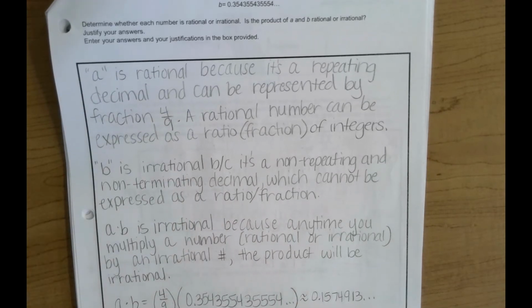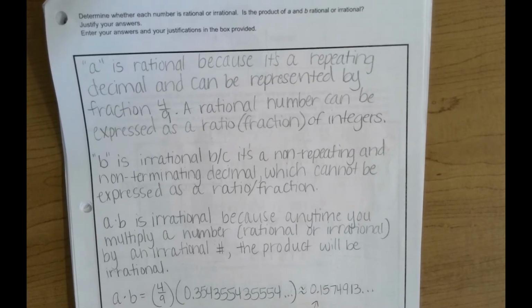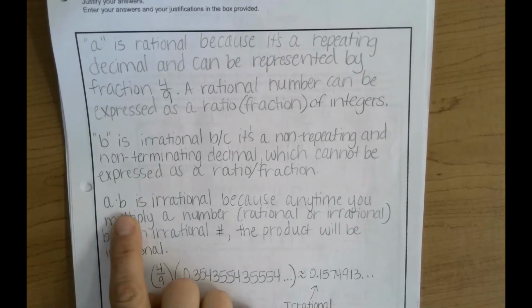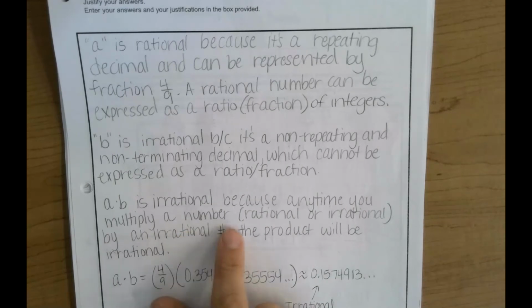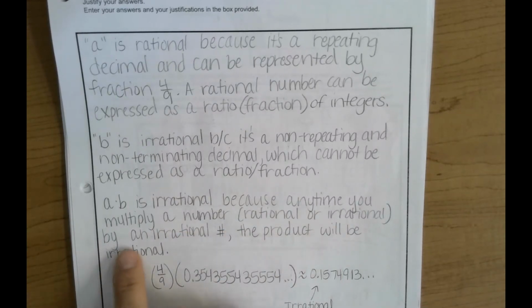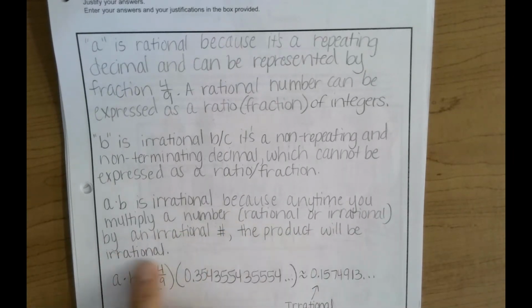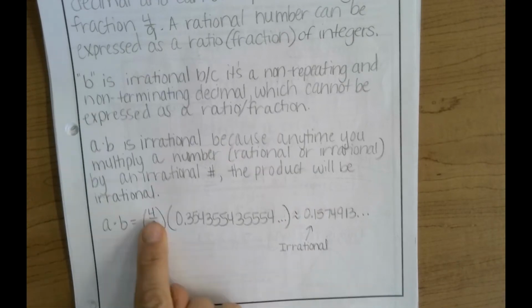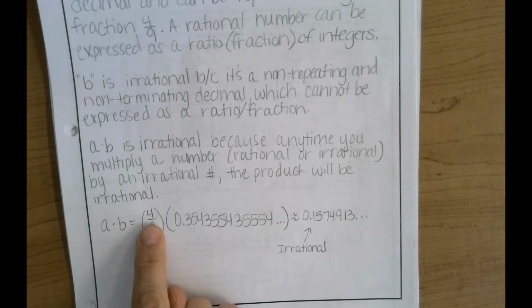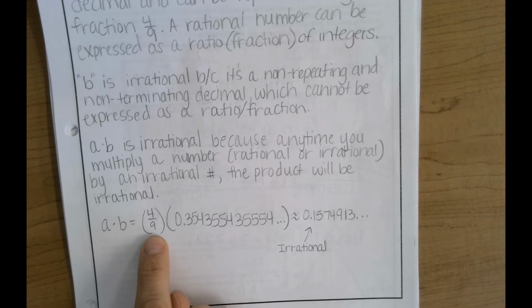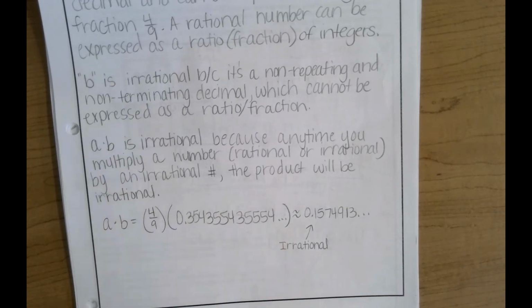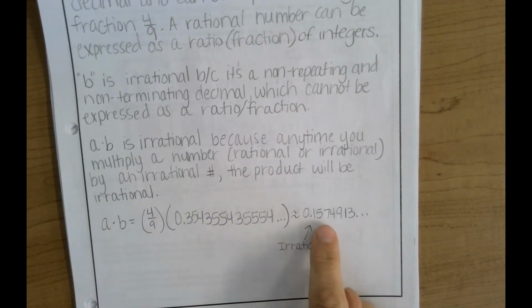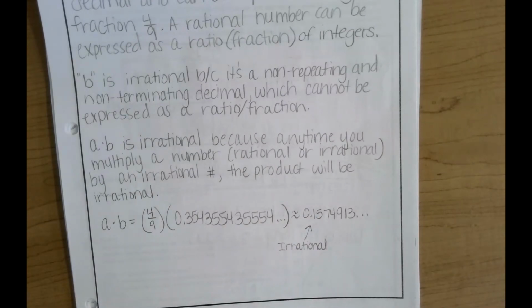Then for the second part, it says, is the product of A and B rational or irrational? A times B is irrational because anytime you multiply a number, rational or irrational, by an irrational number, the product will be irrational. So if you actually multiply this in the calculator, 4/9, which when you type it in the calculator would be 4 divided by 9, times, and then you type in the irrational number, you would get approximately 0.1574913, and it goes on forever. So that is an irrational number.